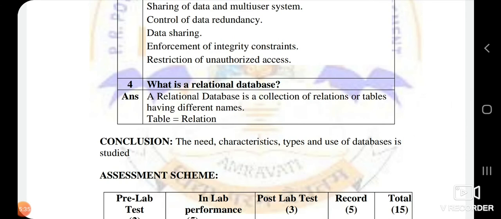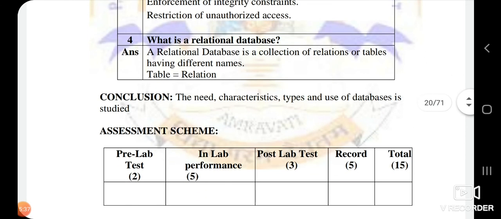Now what is a relational database? It is a relation, that is, tables having different names. There are specific relations between them. So these are the post-lab questions. You must be able to understand that.